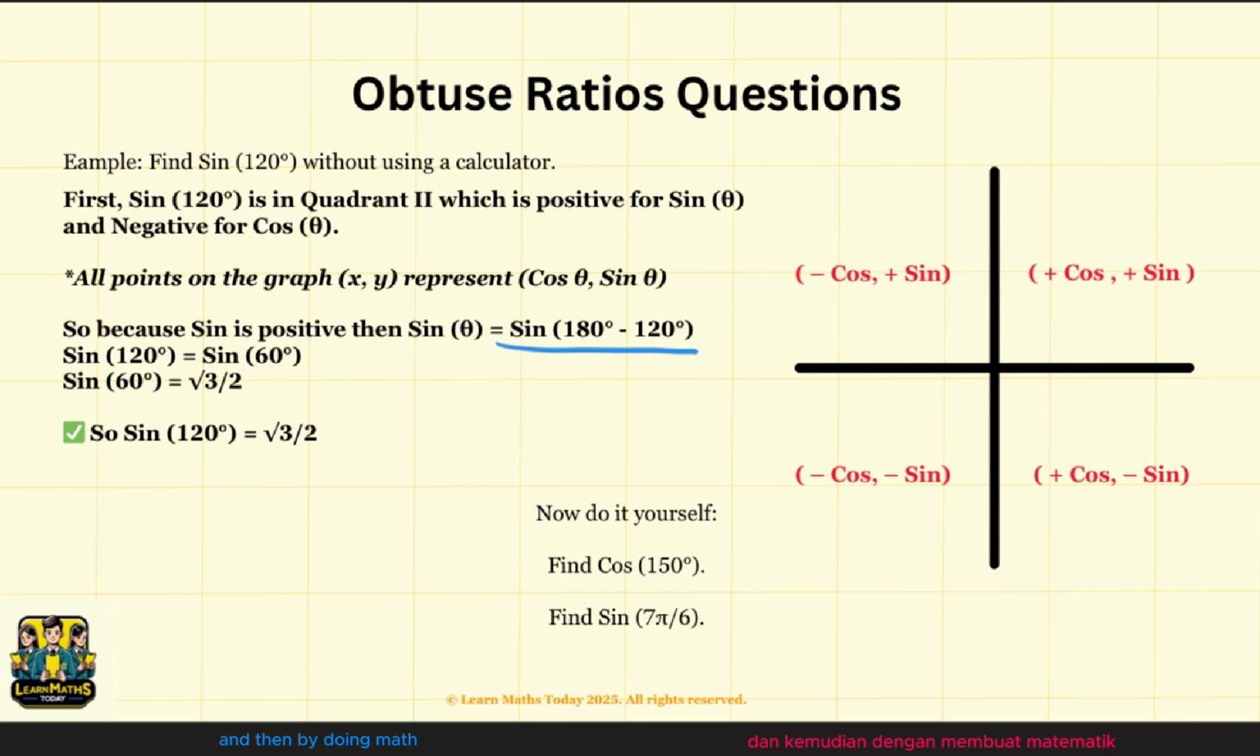And then by doing the math, you will see that this means that the sine of 120 is equal to the sine of 60, which is fairly easy to figure out with our unit circle. And if you understand the 30, 60, 90 ratios, you can figure it out that way. And you would find that sine of 60 is equal to root 3 over 2.